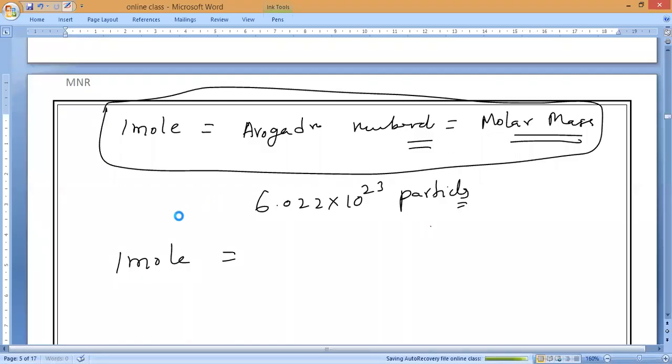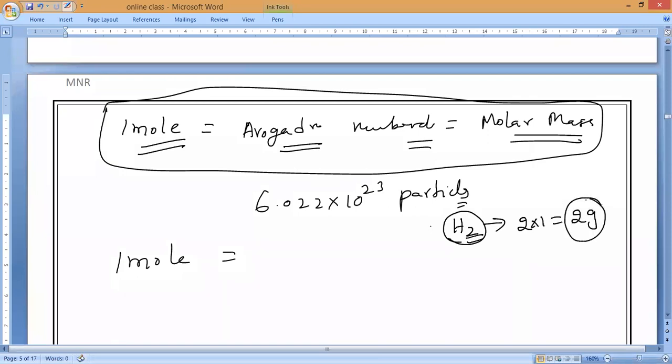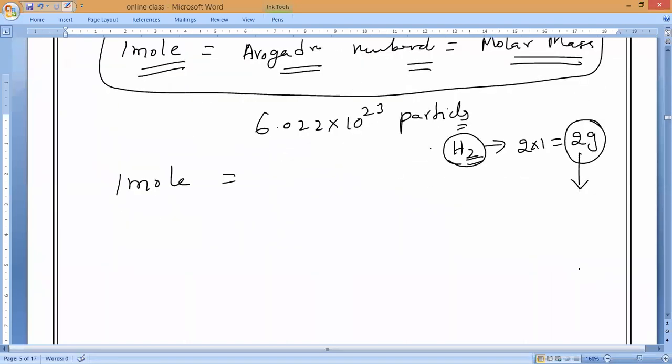Studied that in class 9. That is the importance of prerequisite or pre-knowledge from the lower classes, what you studied. So now, in class 9th you studied 1 mole of any substance. For example, if you take hydrogen, what is the molar mass of hydrogen molecule? 2 into 1, which is equal to 2 grams. So if we take 2 grams of hydrogen, how many molecules will be there?